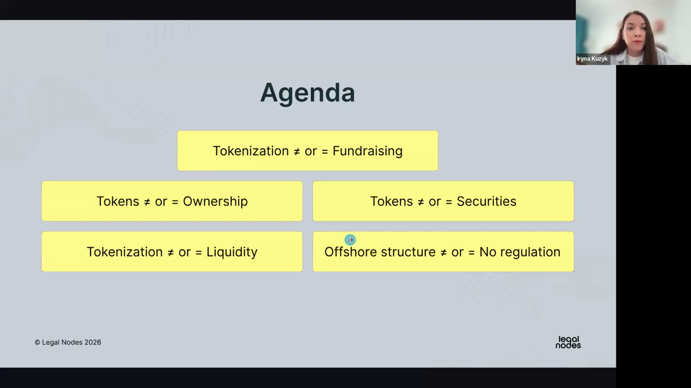We'll go through some of the most common misconceptions about ownership, securities classification, liquidity, offshore structures, and more. And we will clarify what RWA tokenization actually is from a legal and structural perspective. The goal is not just to correct the misunderstandings, but to help founders of tokenization projects think more strategically about how to design a compliant, scalable, tokenized product from day one.